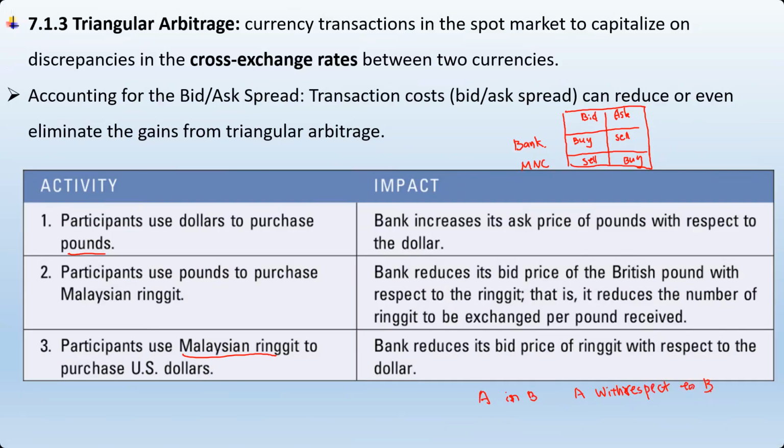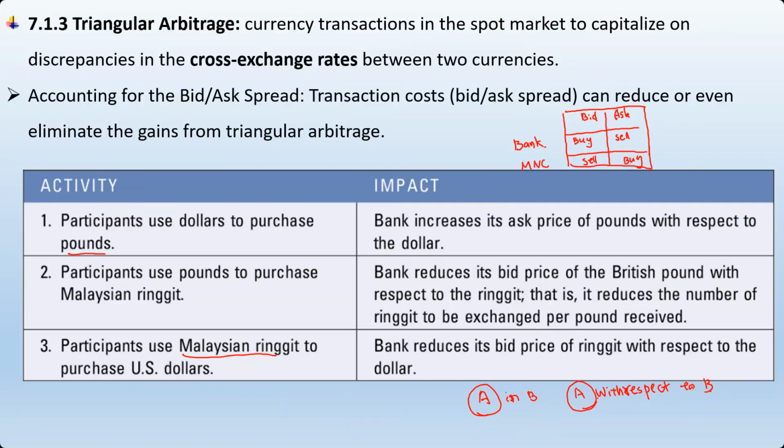Then here, when we talk about buy and sell, we talk about buy A or sell A. Just want to make it clear. We're going to use dollar to buy pound, which means we buy at the ask price. When a lot of arbitrageurs keep buying, the bank will increase its ask price of British pound for the direct quotation. The first step involves direct quotation.